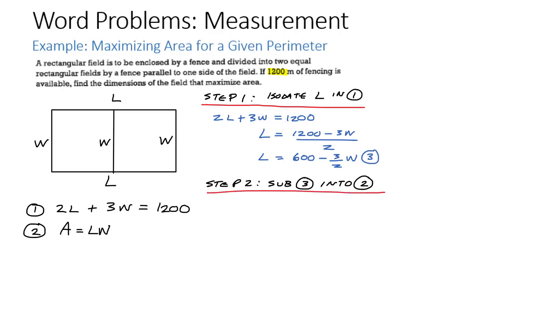So we're going to go area equals length times width. Well, let's replace the length with this entire formula there. So here we go: 600 minus 3 halves W times W. There you go. It's done. We substitute in. Not much else to it, right? Just to make it look nicer, I'm going to switch this around and put the W out front, times 600 minus 3 halves W.